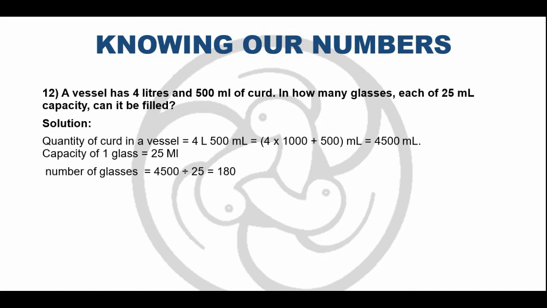The quantity of curd in the vessel equals 4 liter and 500 ml. Here two units are given, one in liter, another in milliliter. So you have to convert liter into milliliter. 1 liter equal to 1000 milliliter. So 4 into 1000 plus 500 milliliter equals 4000 plus 500, that is 4500 milliliter. The capacity of one glass equals 25 milliliter. So you have to divide 4500 by 25, which equals 180. So how many glasses can we fill with 4 liter 500 ml of curd? We can fill 180 glasses, each of capacity 25 ml.